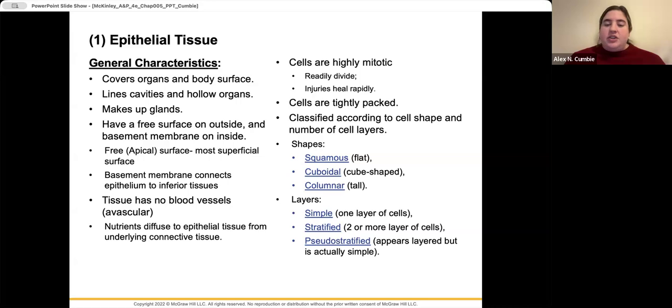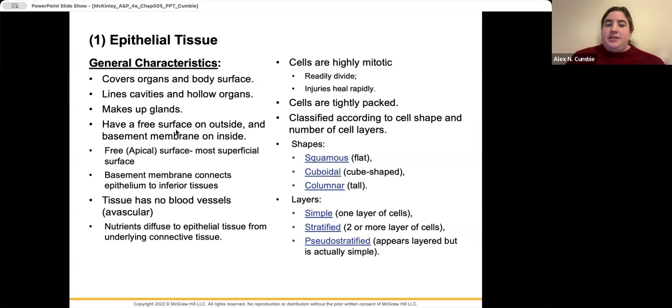And I can use organs loosely, right? So organs could be what you think of as your standard viscera in the body, but I'm even talking about blood vessels, okay? Blood vessels are hollow, have blood going through them. They're going to be lined with an epithelial layer as well. Epithelial tissue also makes up glands. We're going to see glands in this chapter that are made up of the cells that we consider part of epithelial tissue.